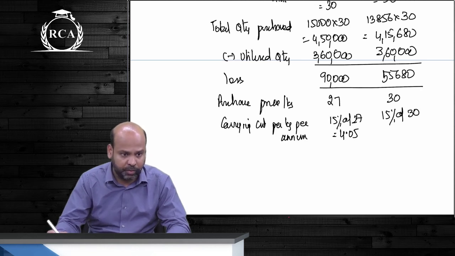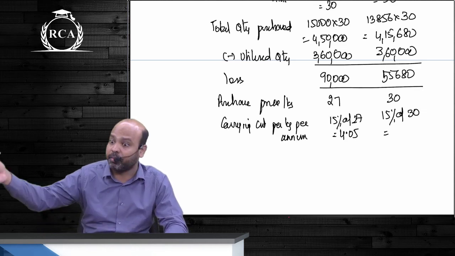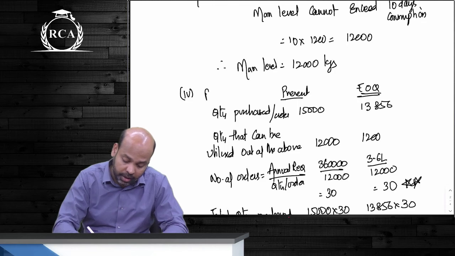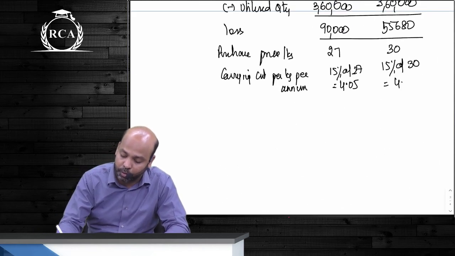5% is for the second product. This is 15%. Both are raw material A, guys. We are not doing it for raw material A and raw material B. It is only for raw material A. Two policies, present policy and EOQ policy. That will be 4 point.